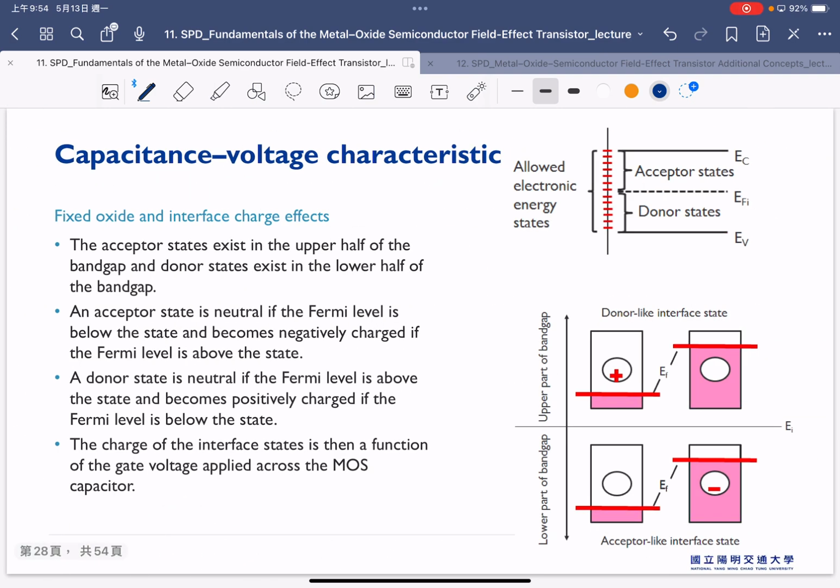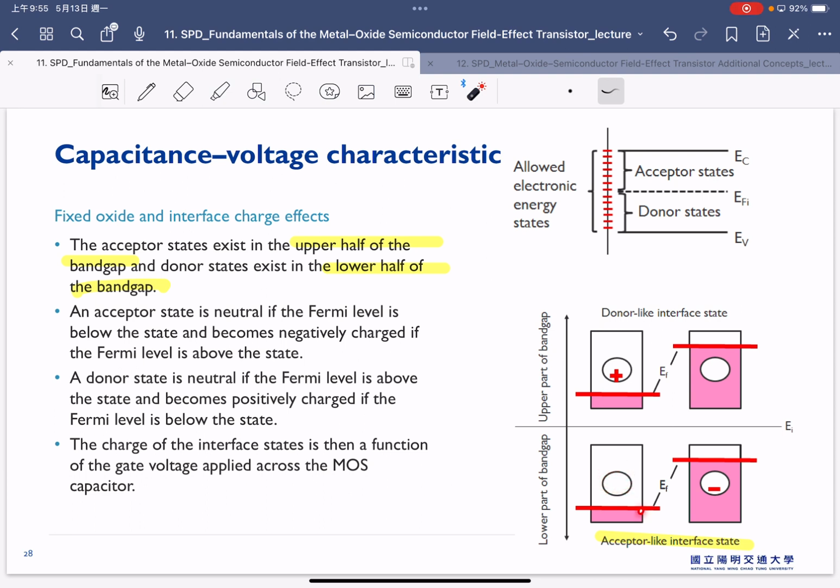The similar drawing has been shown already here. The upper part is the acceptor state, and the bottom part is the donor state. So we might start to have electron formation and then start to have trapping here. The acceptor state exists in the upper half of the band gap, and the donor state exists in the lower half of the band gap. That's the basic definition for the acceptor and donor. So this is the acceptor. We have the EF here, and we have the energy level here.